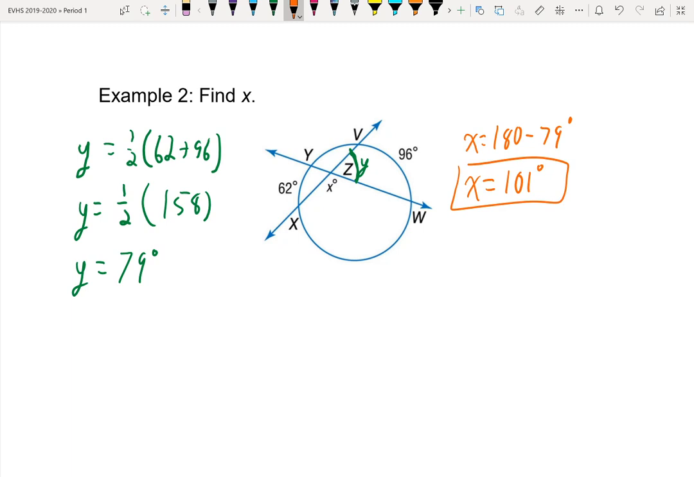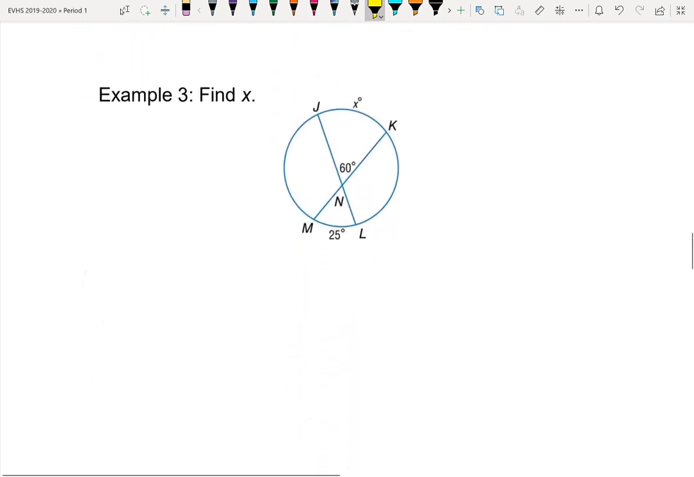Just be very, very careful of looking at which angle you're given in this section right here, and make sure that you're always using the angle that opens up onto the two intercepted arcs and not one of the others.